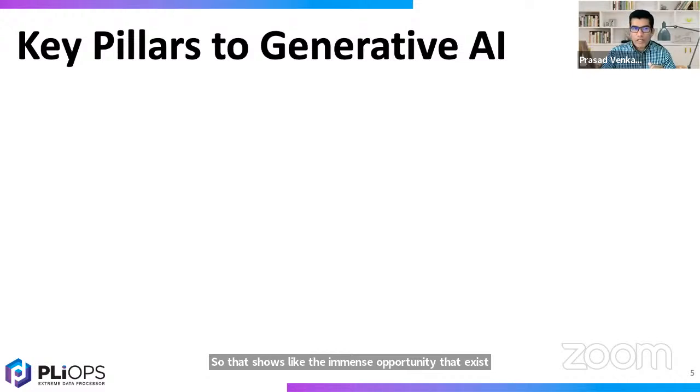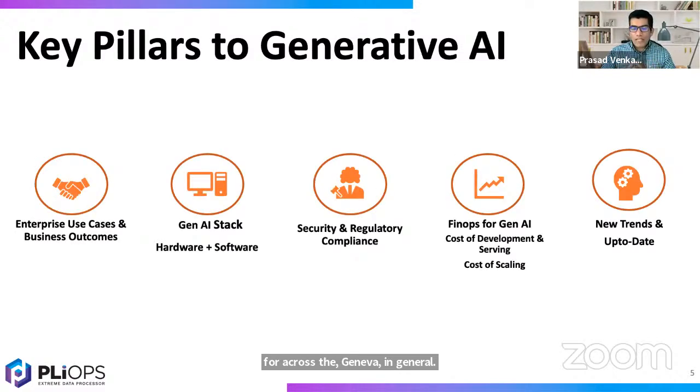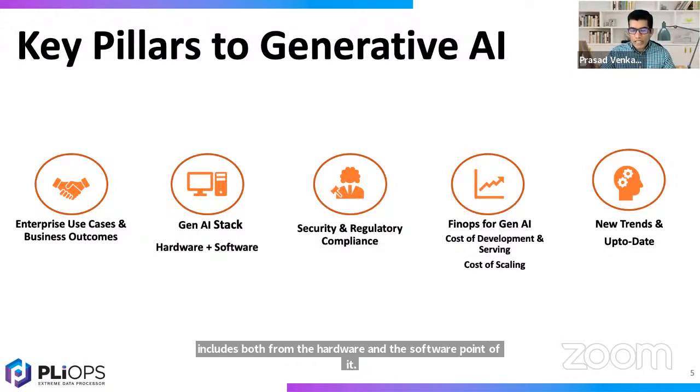So when you think about generative AI, the key pillars one has to factor in fundamentally boil down to five key aspects. One is the enterprise use cases you're approaching, and the business outcome you're looking to accomplish. Second is what your generative AI stack will look like, including both the hardware and the software. And the third important element is security and regulatory compliance.